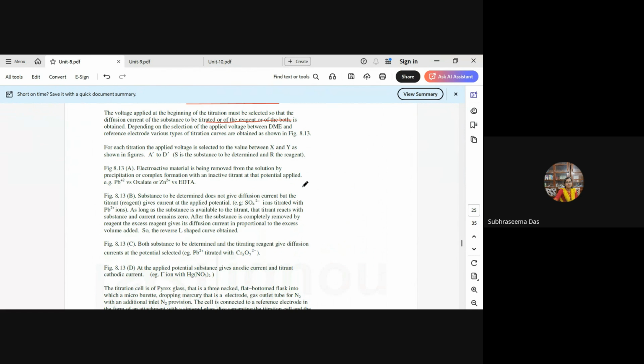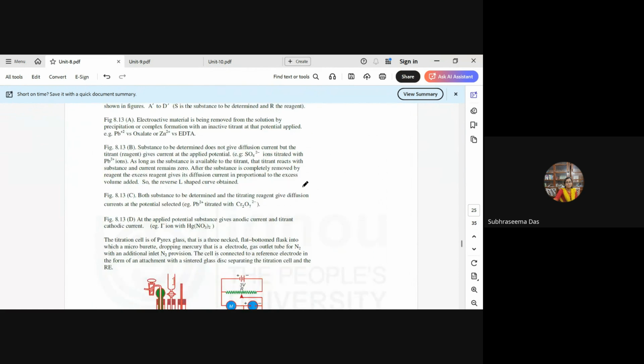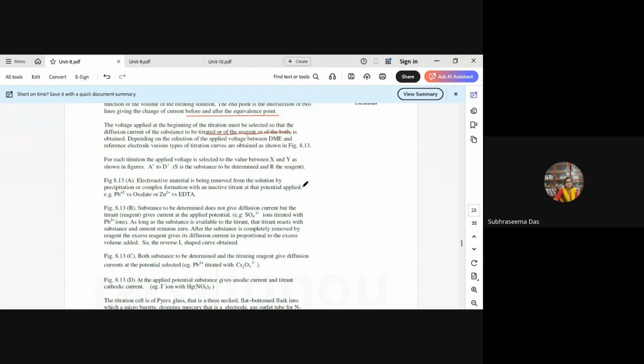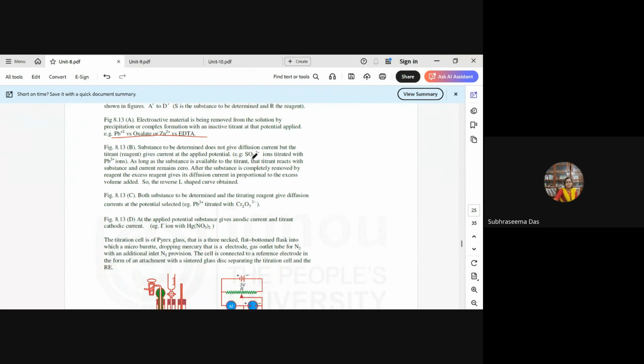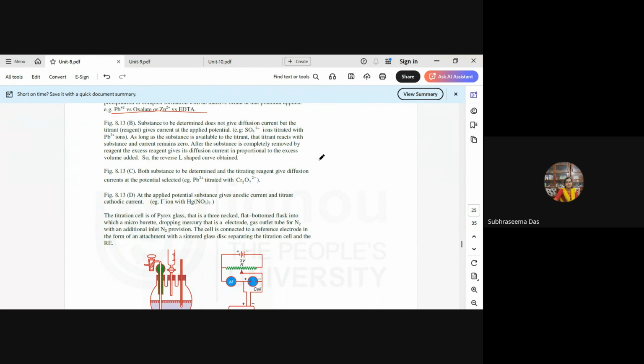So for each titration, the applied voltage is selected between a particular value, as shown in the figures. In figure 8.13a, the electroactive material is being removed from the solution by precipitation or complex formation with an inactive titrant at the applied potential. For example, Pb2+ versus oxalate or Zn2+ versus EDTA. In figure 8.13b, the substance to be determined does not give diffusion current, but the titrant, that is the reagent, gives current at the applied potential. For example, sulfate ions titrated with Pb2+ ions.